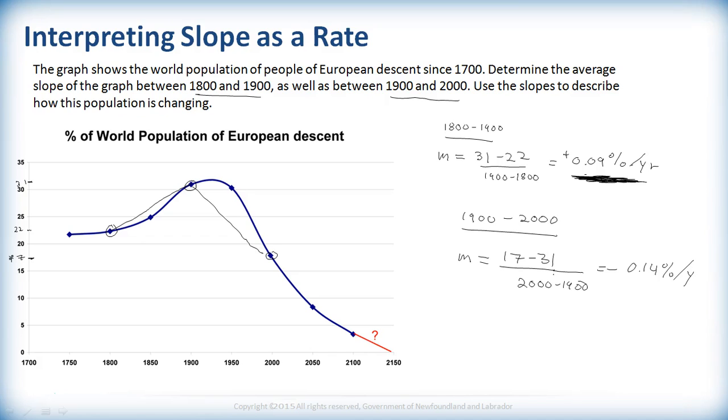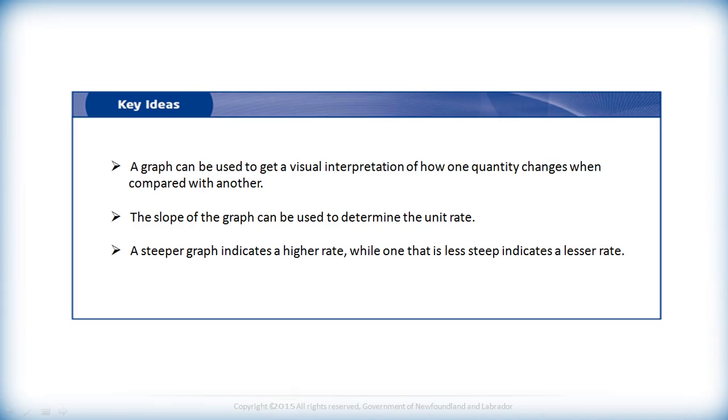And what does that mean? It means that from 1900 to 2000, the percentage of people in the world who are of European descent was declining by about 0.14% per year. Okay? So lots of interesting stuff there. So the key thing is that the slope represents the unit rate. Steeper slope, higher rate, less steep, less rate.